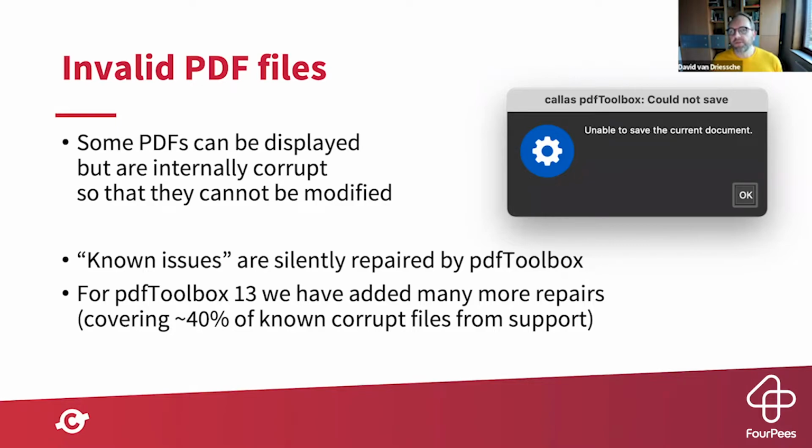But in lots of cases, these things are reported over and over again. So it can be pinned down to a particular problem introduced by some other application, for example. And in pdfToolbox 13, there are a lot more of the silent repairs, if you want, that pdfToolbox can do in order to change or fix these broken files. And the test that was run says that around 40% of the known corrupt files that we have gotten from support can now be actually silently fixed.